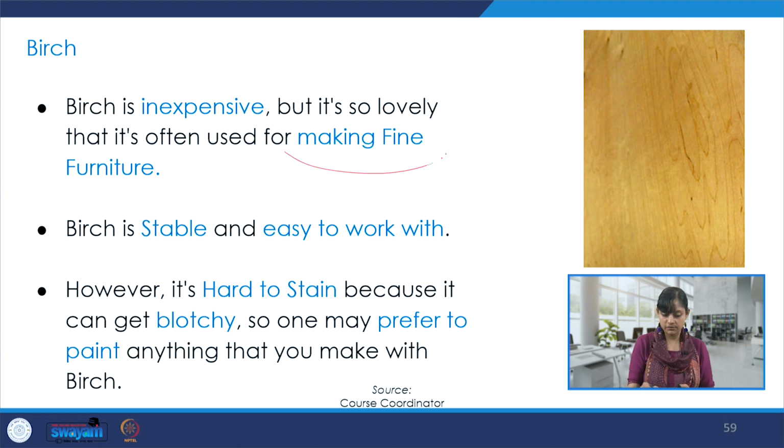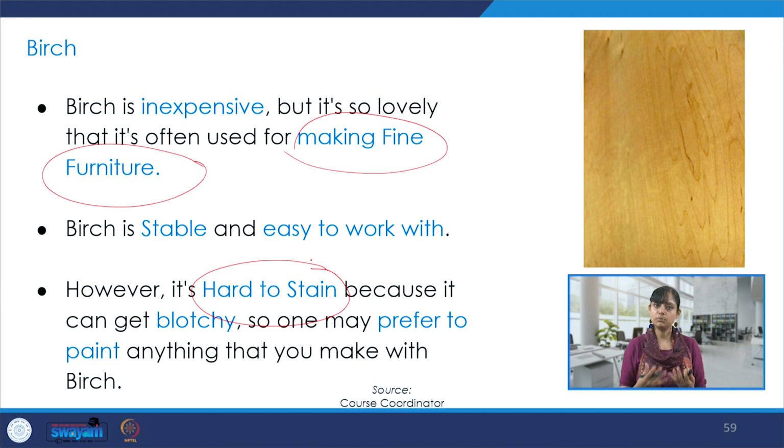It is used for making fine furniture, like I was telling on the previous slide. It is quite stable and we can work easily with it. But the problem is that it is hard to stain because it can get blotchy. So one may prefer to paint anything that has to be made out of birch.